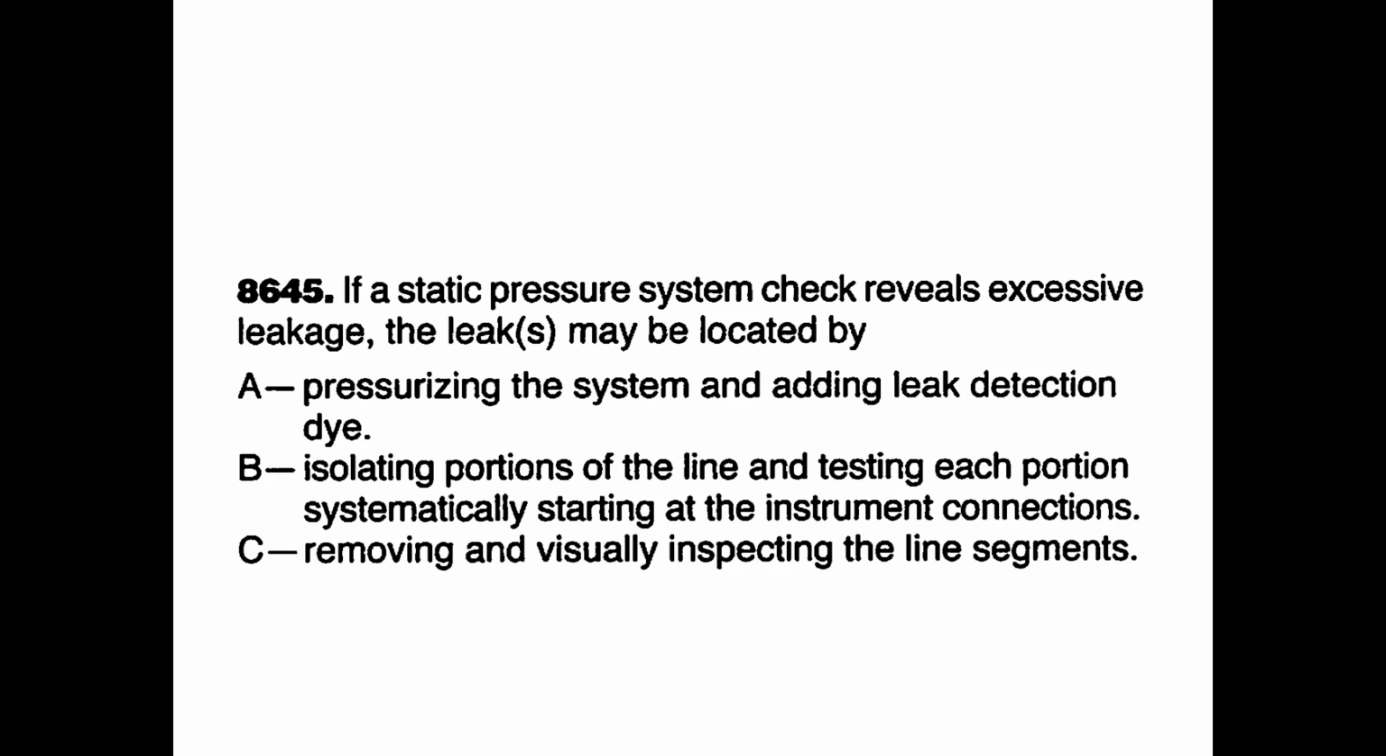But let's see, pressurizing the system and adding leak detection dye. It sounds pretty messy. B, isolating portions of the line and testing each portion systematically, starting at the aircraft connections. Sounds pretty good to me. Isolating basically means you've got to be able to put pressure in the first part of the line and not have it go out the other end. So let's say you have to put a cap on one end of the line. That is the correct answer.